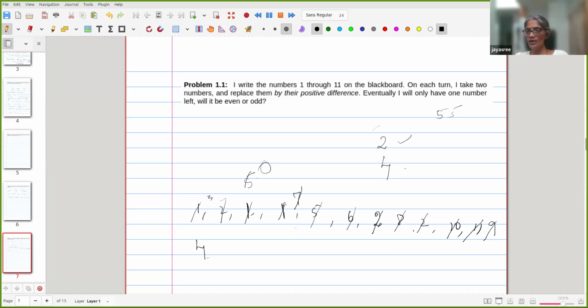Now 2 and 4 happen to be even. Can we get an odd number? Will it always be even? How do we approach this? This is the question that I have.